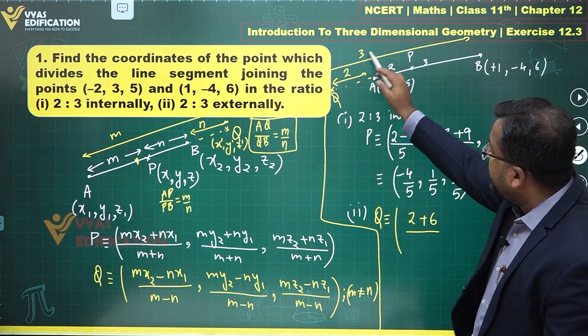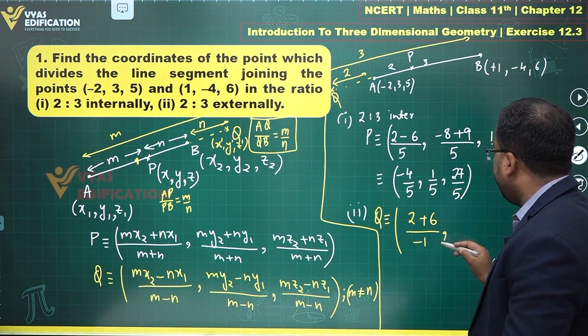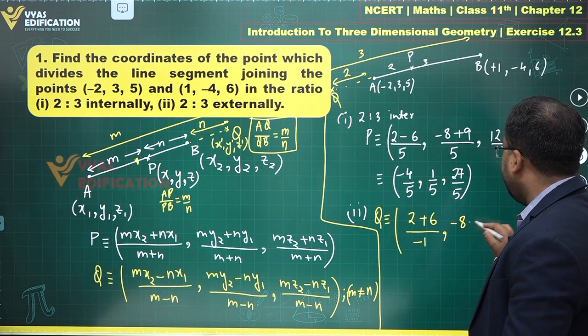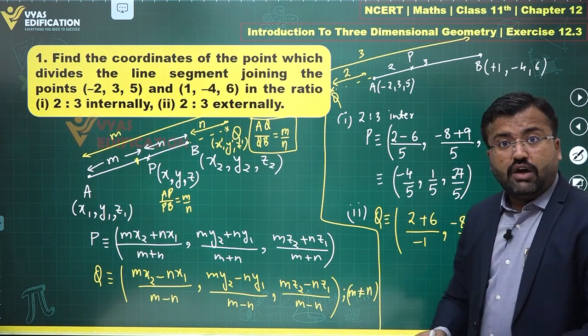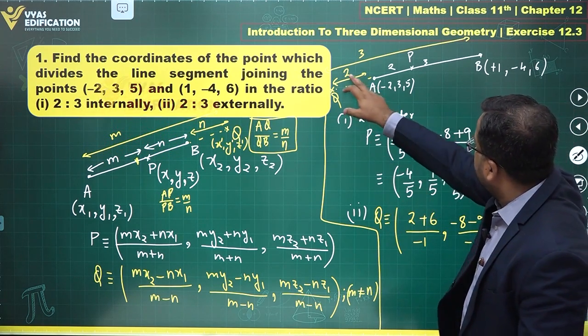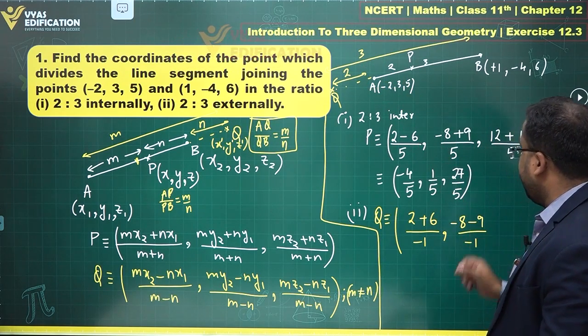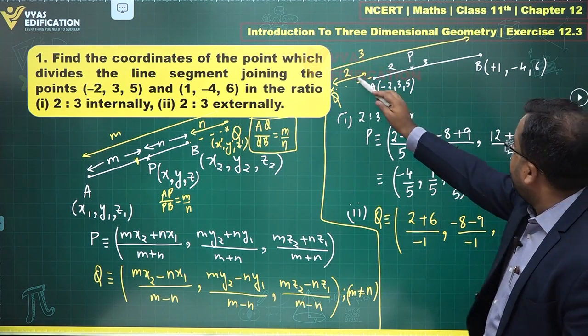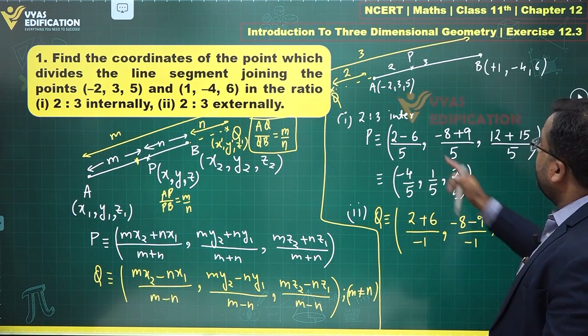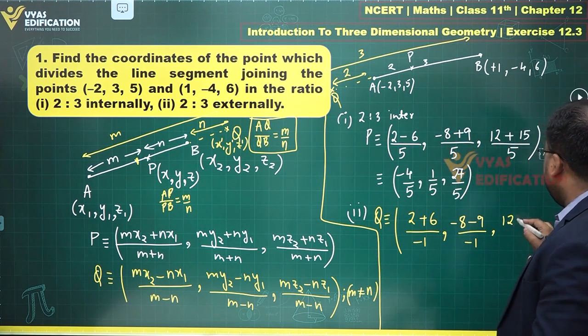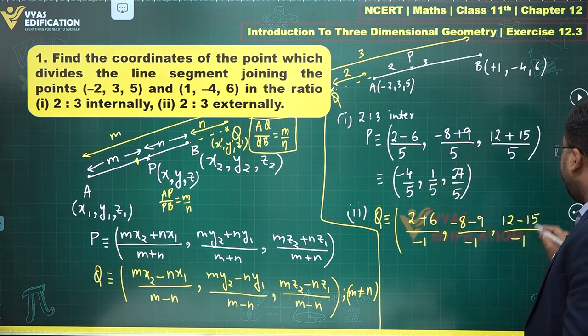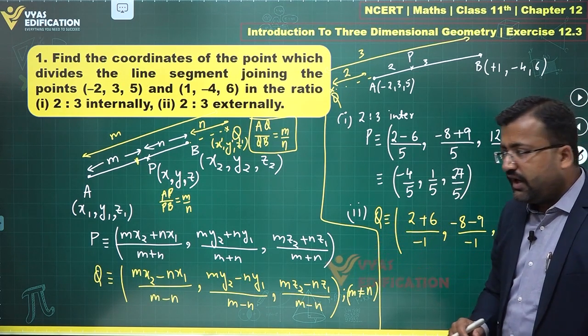In the denominator, you'll have 2 minus 3, which is -1. The next point will be -8 minus 9 upon -1. How did you find that so fast? Let's again find it. 2 into -4 is -8. Minus 3 into 3 is 9. Then for the z coordinate, you'll have 2 into 6, which is 12. 3 into 5 with a minus is this, upon 2 minus 3, which is -1. This is what you'll have.